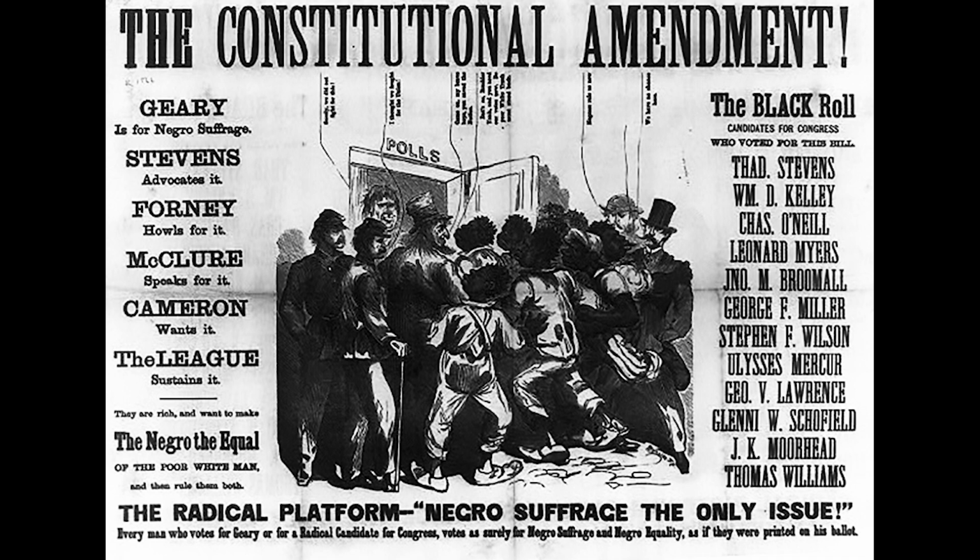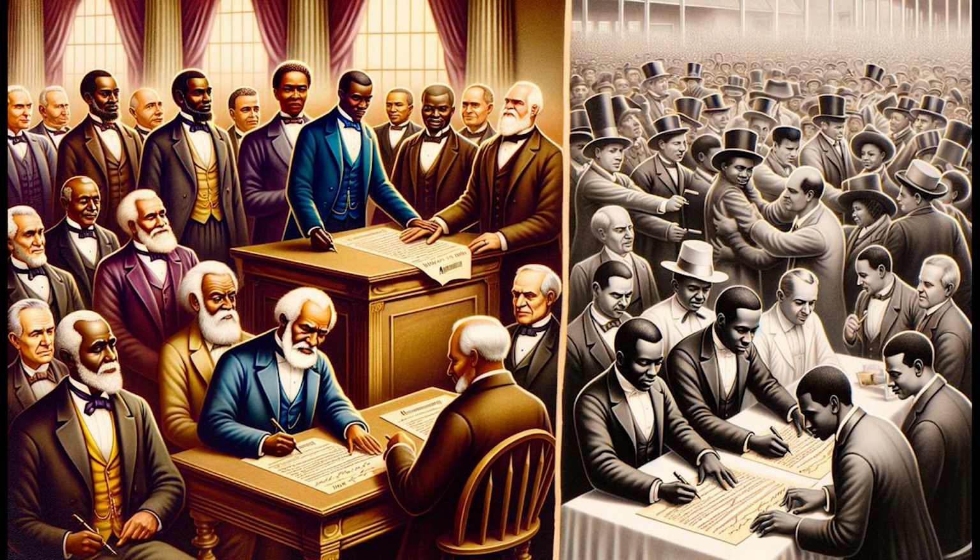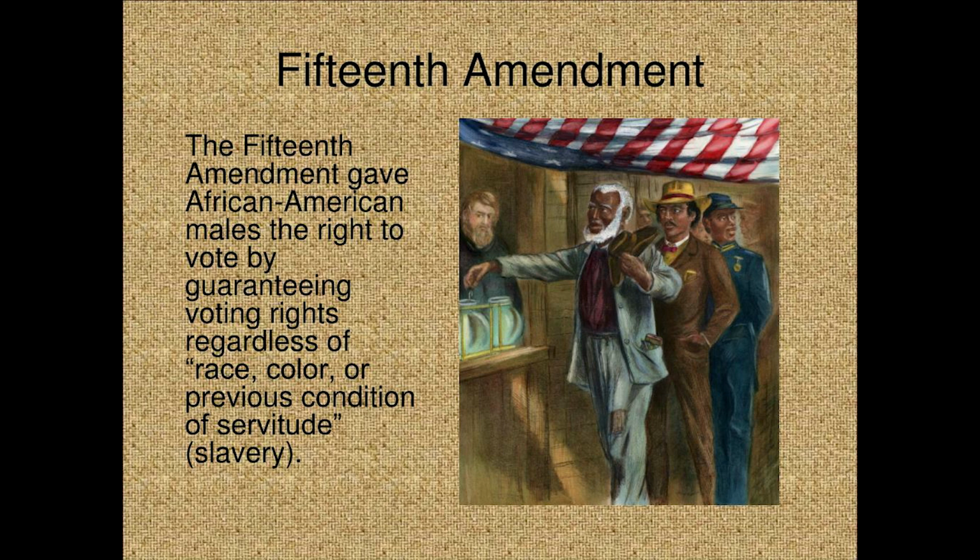The struggle for voting rights had been a major issue throughout the 19th century. Before the Civil War, 1861 to 1865, voting laws varied widely by state, with most denying suffrage to black men, even in the North. Enslaved people in the South had no legal rights at all. However, the abolition of slavery through the 13th Amendment, 1865, and the granting of citizenship through the 14th Amendment, 1868, laid the groundwork for black political participation.